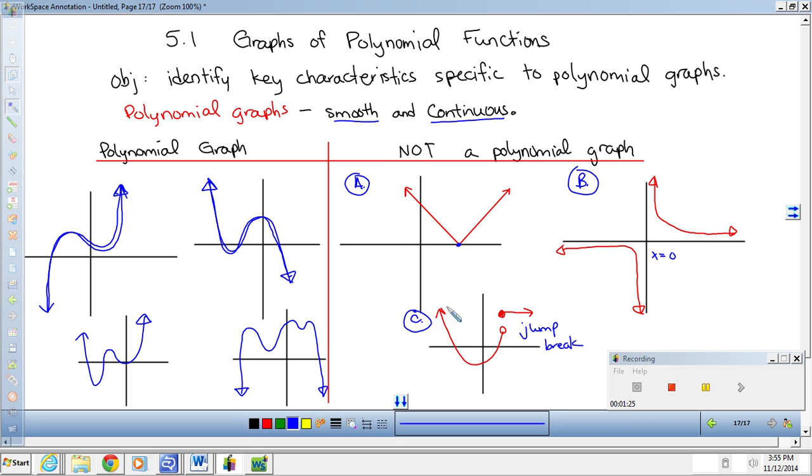So these are not polynomial graphs. This one has a sharp corner, so it's not smooth. This one is broken into two different pieces, so it is not continuous. And C is also broken into two different pieces, so it is not continuous there either. They must meet both of these requirements, such as these graphs on the left side in blue. They are both smooth and continuous. Therefore, they are graphs of polynomial functions.